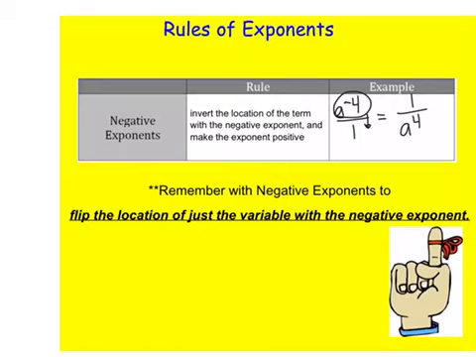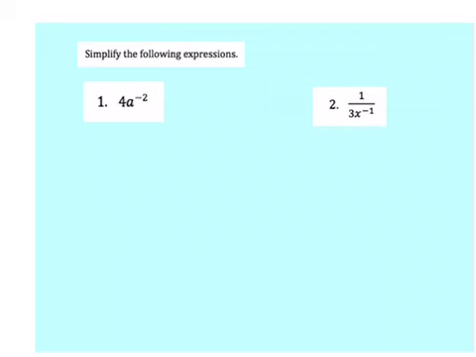Okay, so if it's not negative, we don't want to move it. We want it to stay right where it is. Okay, so let's look at a couple examples here. Example number 1, I have 4a to the negative 2. So the first thing I want to do is I want to make this a fraction because it's not a fraction yet. So I'm going to go ahead, I'm going to put a 1 under it. Now, that a to the negative 2 is bothering me. I want to get rid of that negative first before I can do anything else.